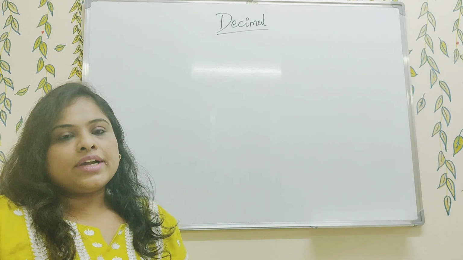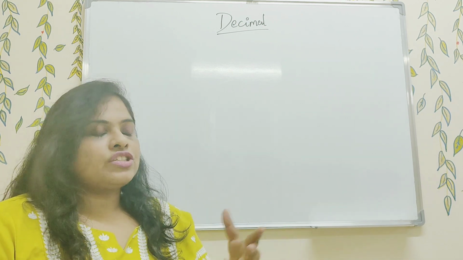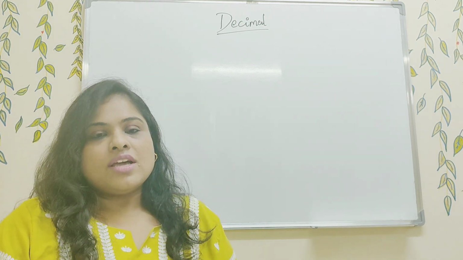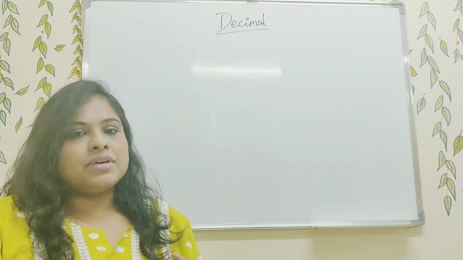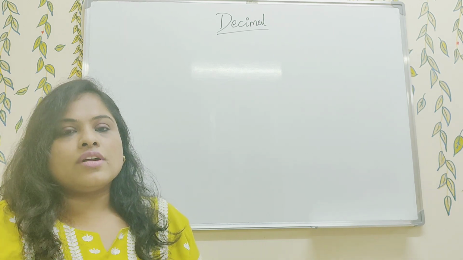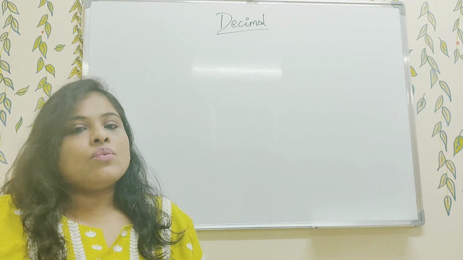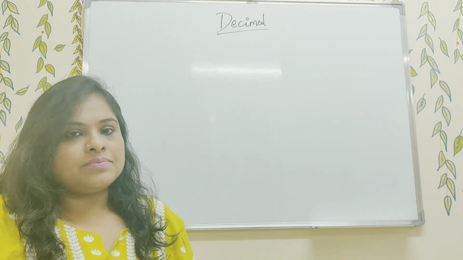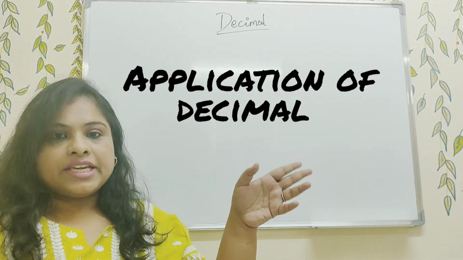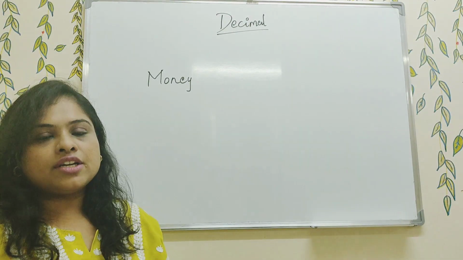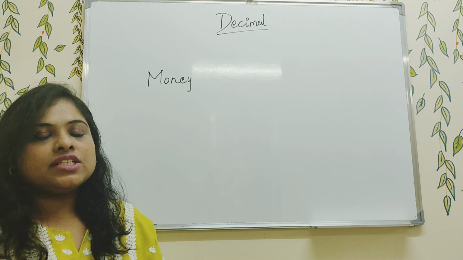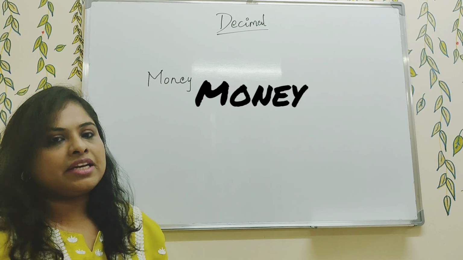Most students have no idea why decimals are used, why fractions are used, and where they are used. We have now learned how a decimal can be converted to a mixed fraction or back to a decimal. But where is the application of decimals? Now we'll be learning about the application of decimals. If you think about where decimals are used, it is predominantly in money matters.